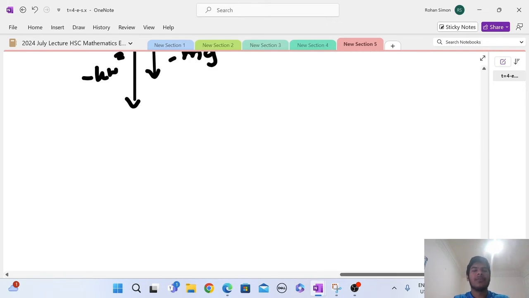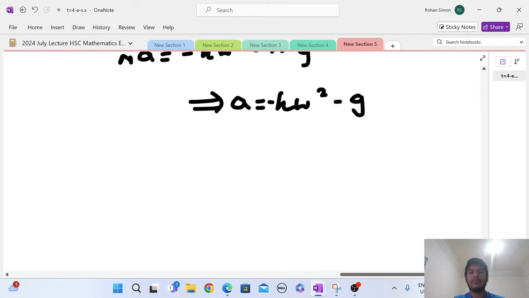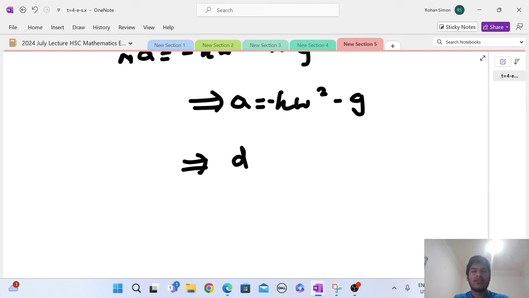Okay, and so we get acceleration is equal to mass times acceleration, but mass is a unit. So we get minus kw squared minus mg, and so we get acceleration equals minus kw squared minus g because the mass is 1. And so our expression becomes dw/dt equals minus kw squared minus g.